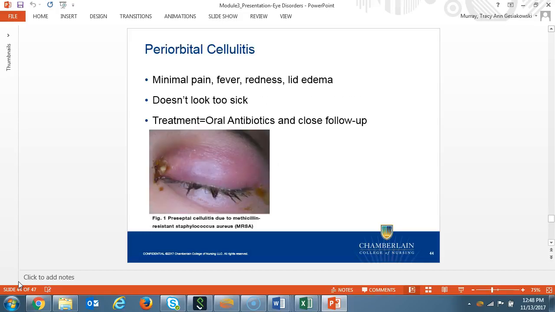In periorbital cellulitis, you'll see minimal pain, possible fever with redness, lid edema, and the patient doesn't look too sick. In this case, you'll treat with Augmentin, ceftriaxone, or even vancomycin if there's concern for MRSA. Treatment can be oral antibiotics with close follow-up, but does not require a trip to the emergency room.